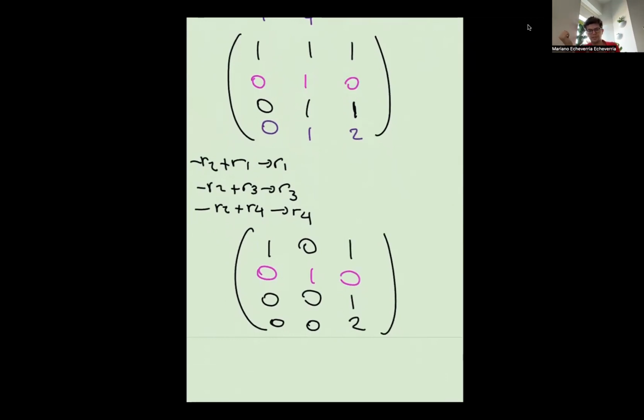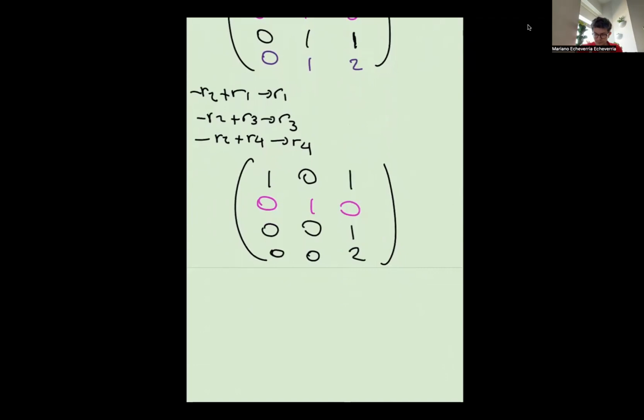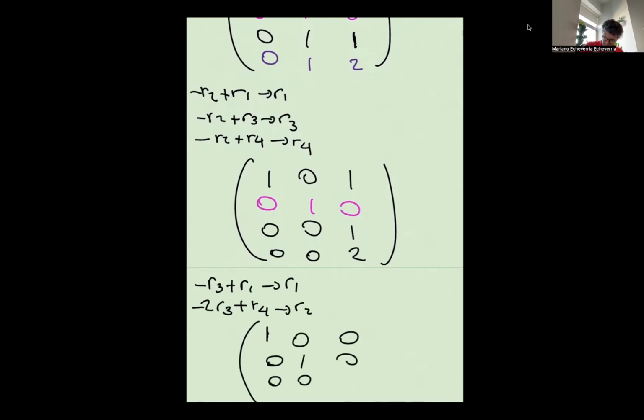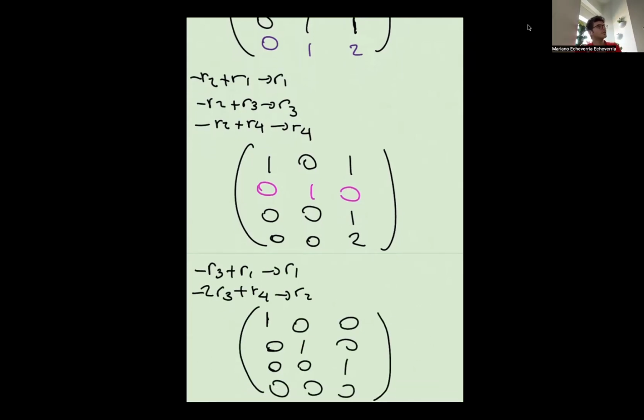The only thing left to do is, if you want to use this one to put a 0 here, you can put a 0 here. So you can do minus row 3 plus row 1 into row 1, and then you can do minus 2 row 3 plus row 4 into row 4. Okay. So in this case, which are the non-zero rows? Well, this is a non-zero row.